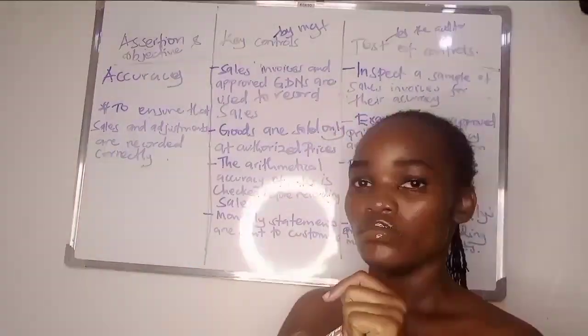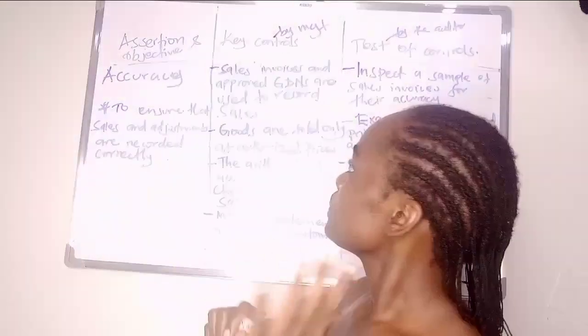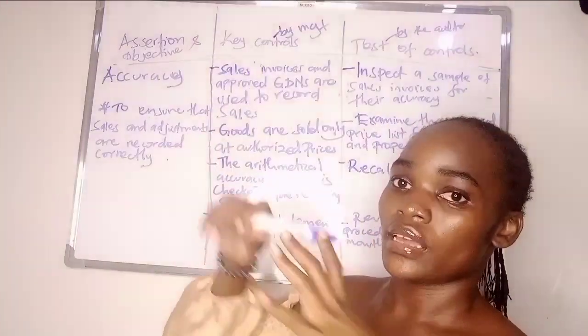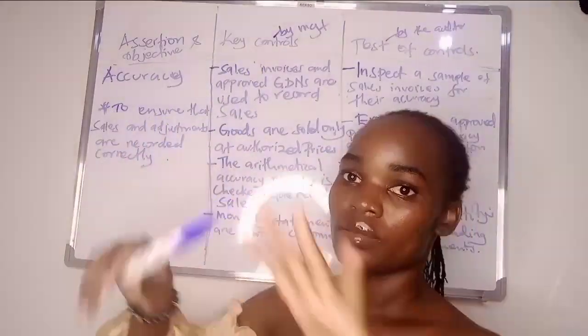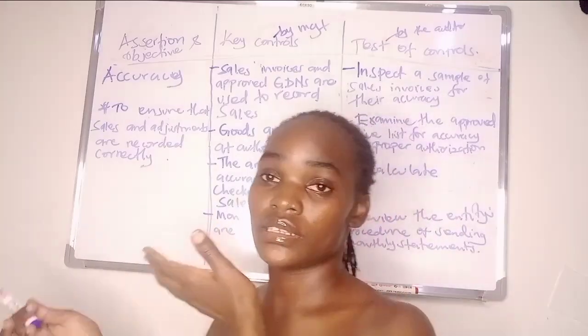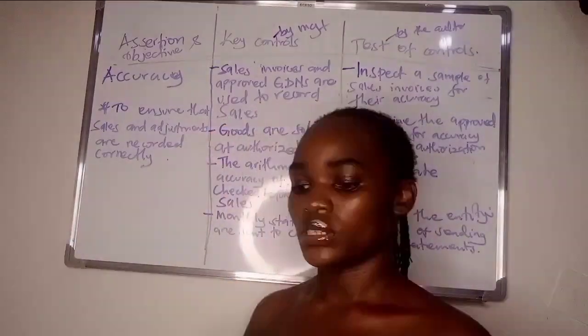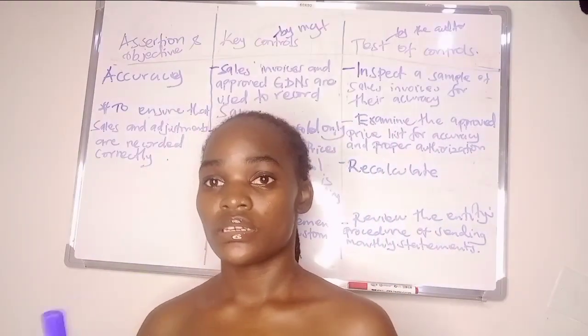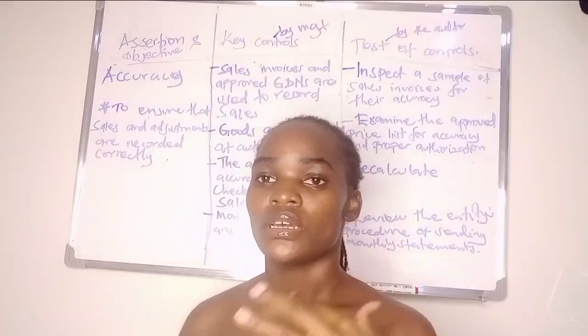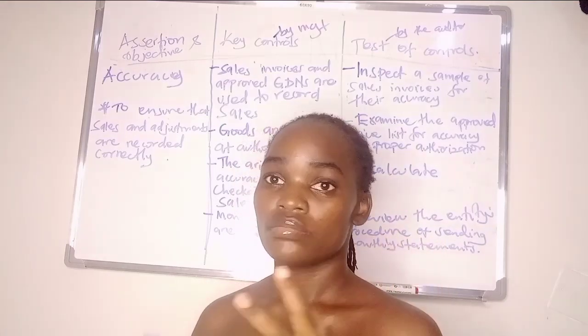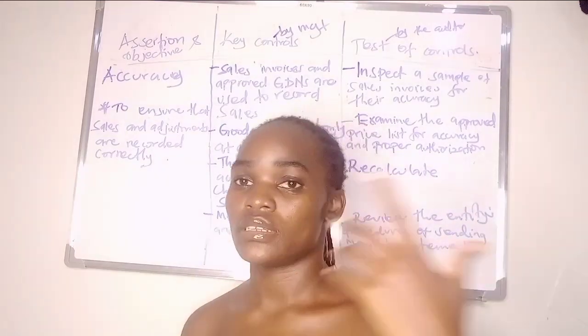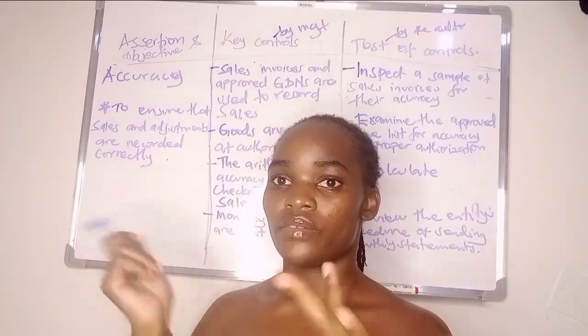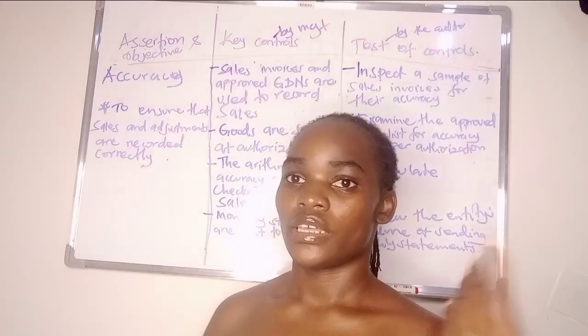So here, how can they achieve this objective? How can they make sure that sales and related adjustments are recorded correctly? Adjustments, we have things like receivables, in case sales were made on credit, provision for doubtful debts and then bad debts. We have sales returns, stuff like that.